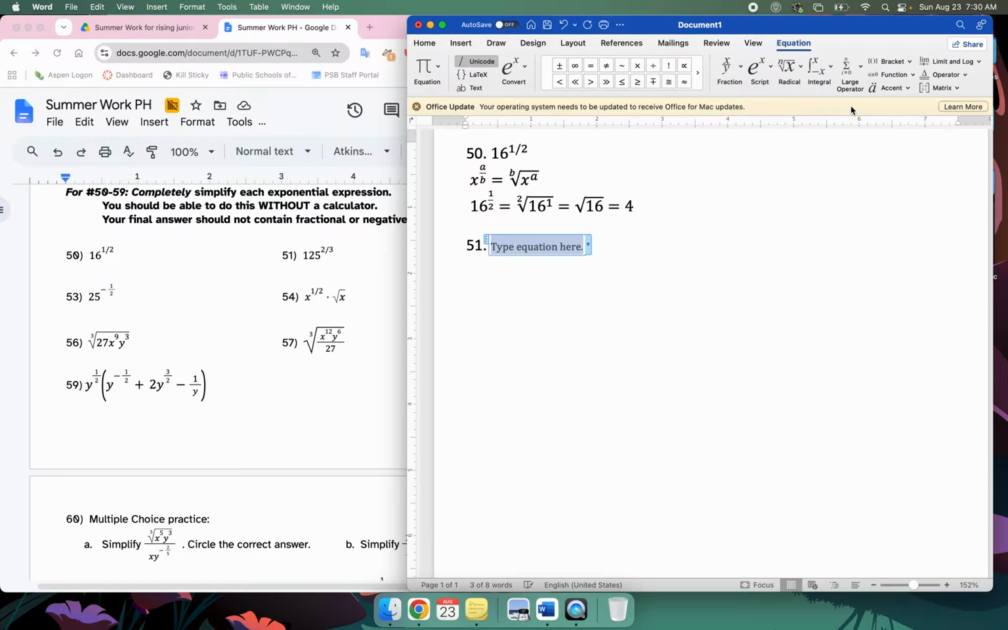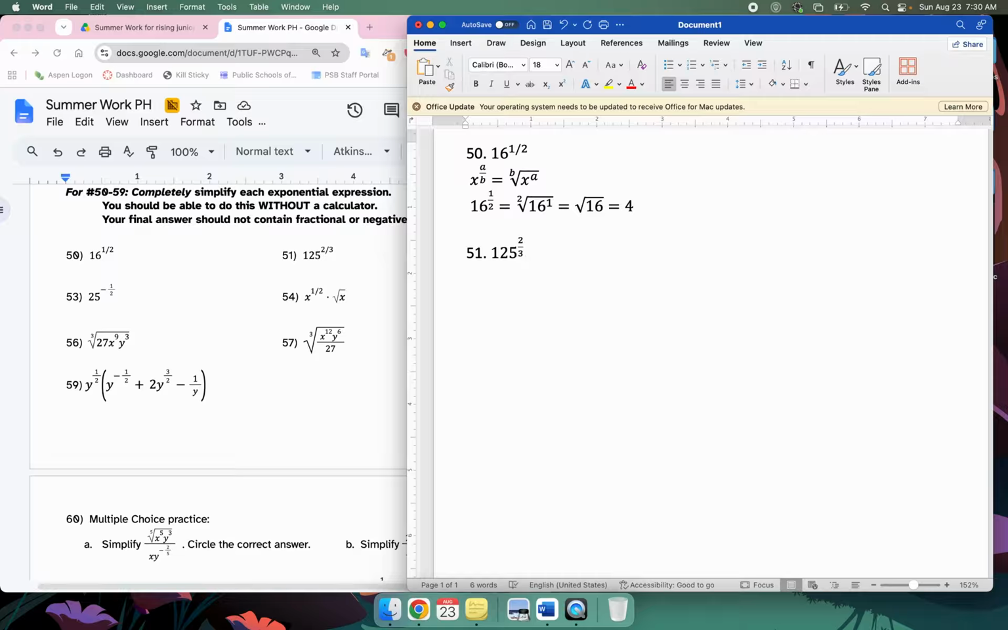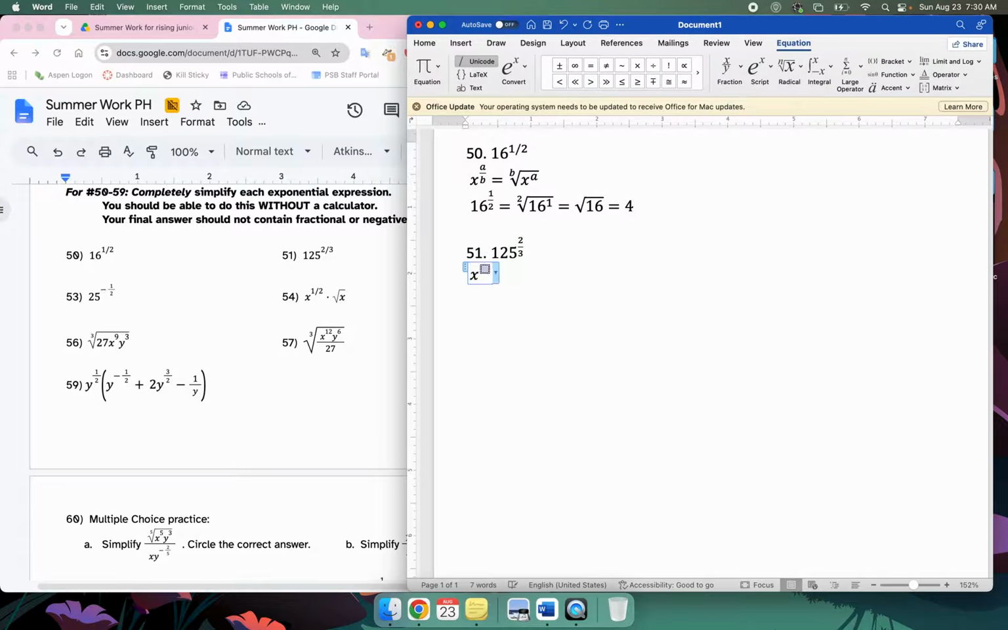51, we have 125 to the 2/3. This is a great one because it highlights a really important point. Ordinarily, we write the fractional exponent rule this way, the way that I just did a second ago: x to the a over b is the bth root of x to the a. But there's actually a different way of writing this. We can instead write this as the bth root of x, all to the a.